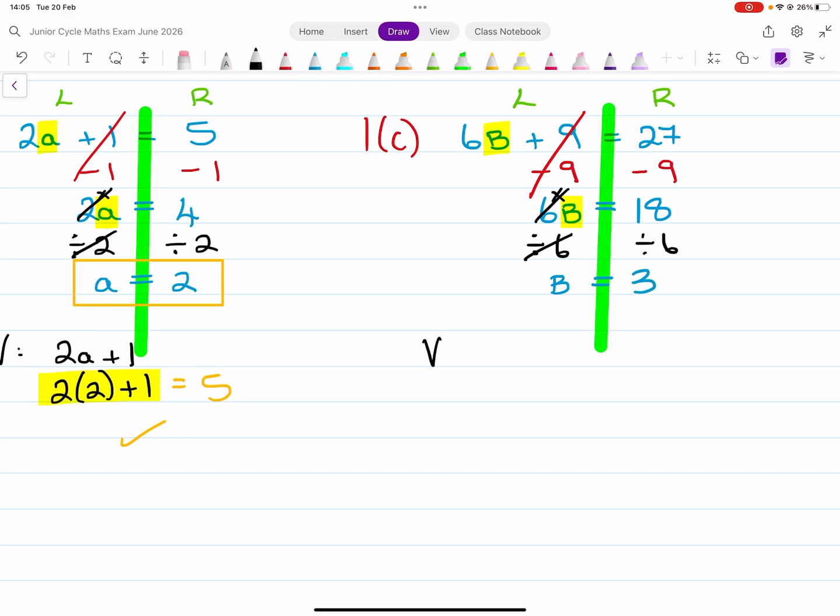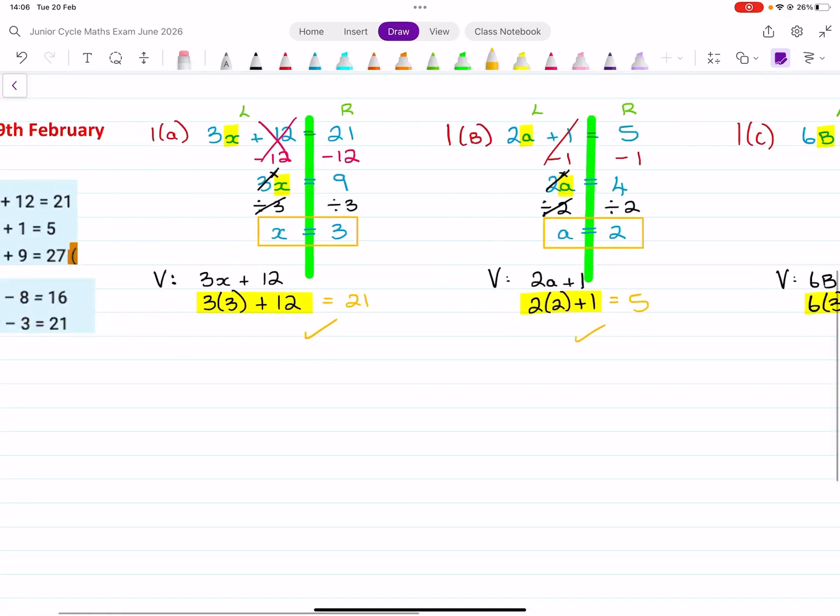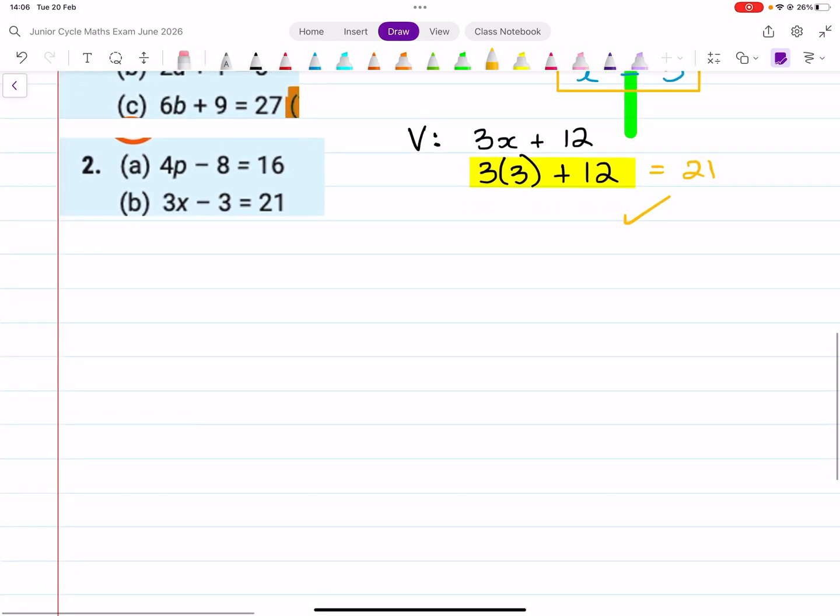Let's verify the answer. 6b plus 9 becomes 6 bracket 3 plus 9. Type that in and hopefully the calculator says 27. It does. So b equals 3. Okay, so x was 3, a was 2, and b was 3. And we'll do the last couple.